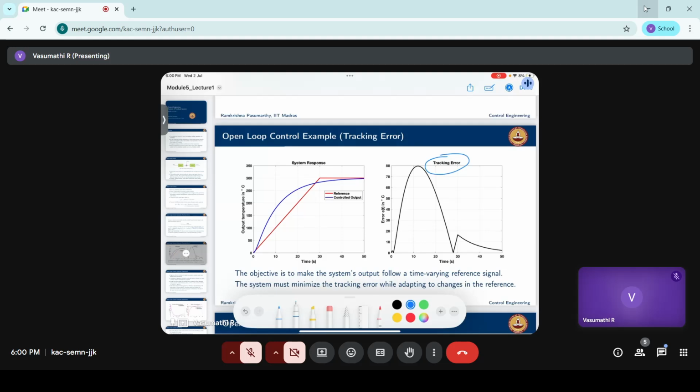They are saying that for this kind of input, for example this ramp input, this is the output and the tracking error. That tells whether the output is tracking the input properly or not. That kind of analysis you can see using this error. They have just plotted this error.